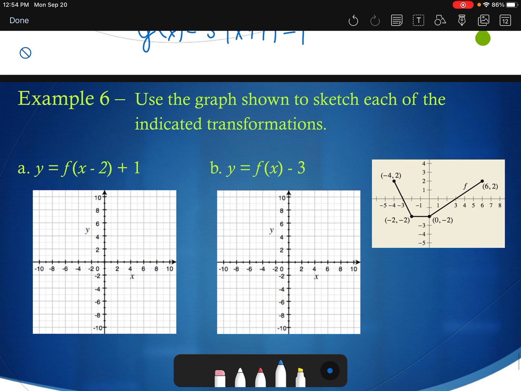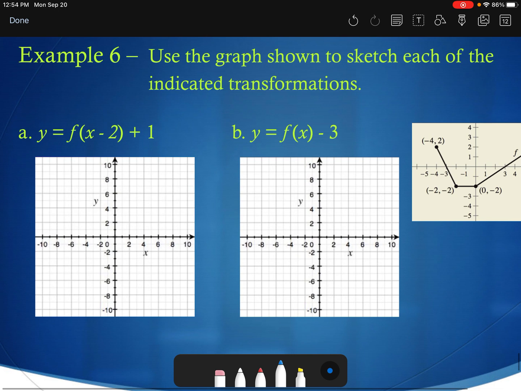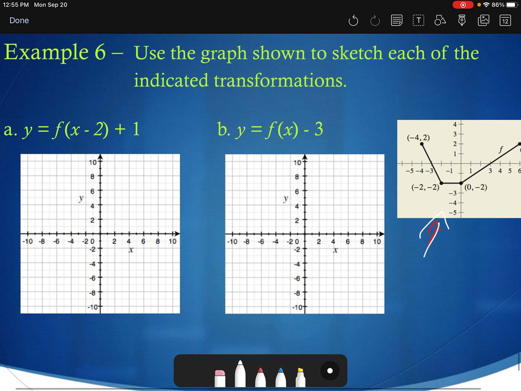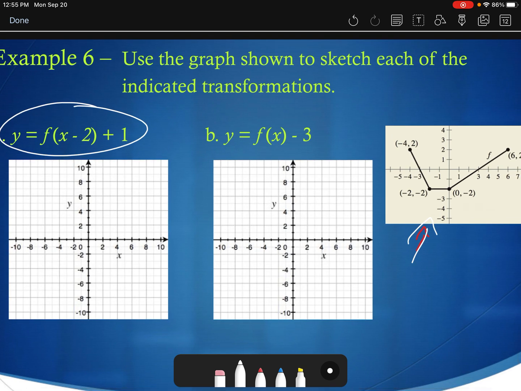Oh boy, we got some doozies, don't we? Okay, so now we got to graph these. Use the graph shown to sketch each of the following transformations. So here's our graph that we're going to use right here. And we're going to do this transformation.